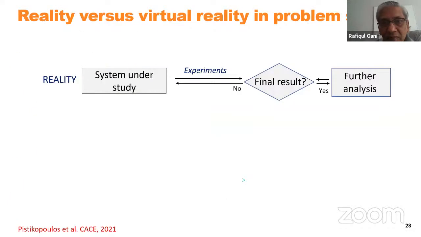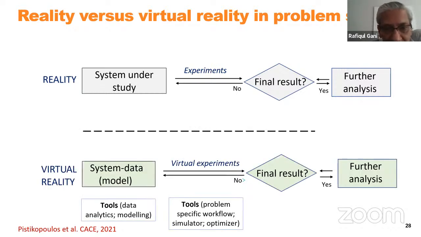And then what I want to highlight is, how do we solve the problem? Almost every day, new products and processes are coming, and people are mainly using experiments. So they have a system under study, they do experiments, and when they reach a solution they like, that is their solution. That is what I would call reality. If we replace it with computer-aided tools, I would call it virtual reality. We have a model of the system. We do virtual experiments. We get a final solution.